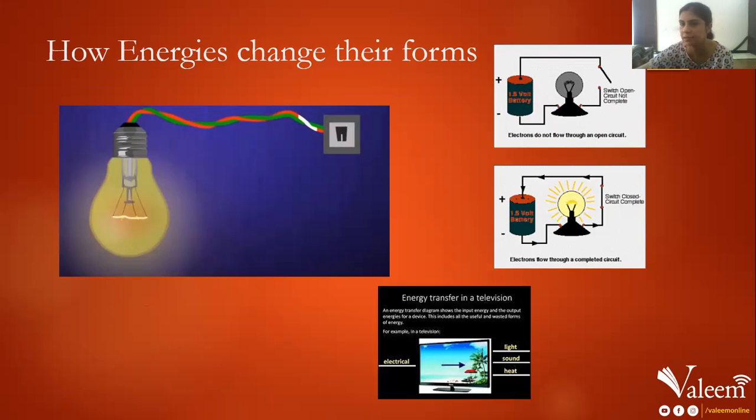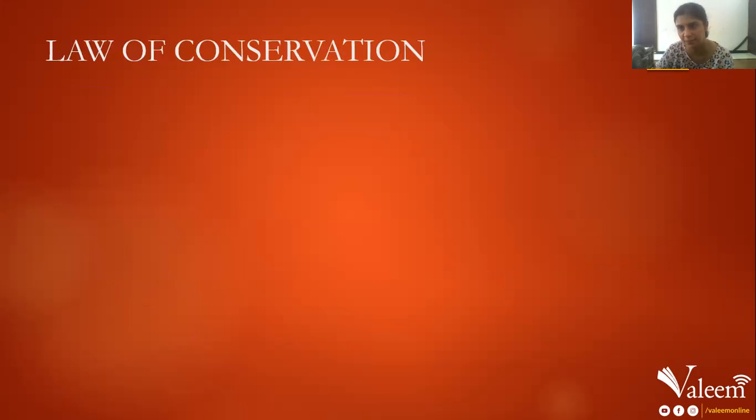Another very good example is a television. Here, electrical energy passes inside the television, and then three types of energies are emitted from it: light energy, sound, and heat energy. So again, a very good example of energy changing its forms. Now, what does it prove basically? It proves our law of conservation.